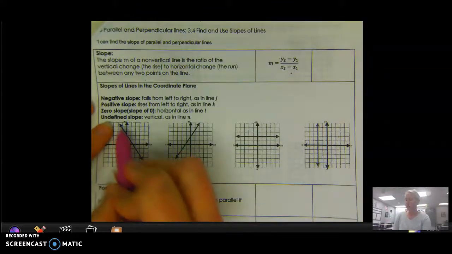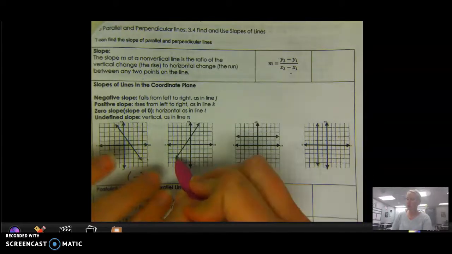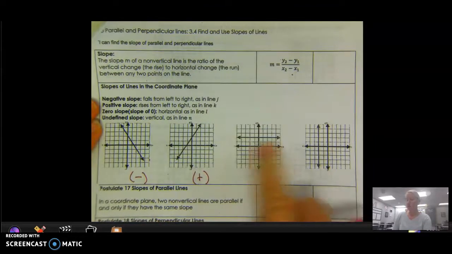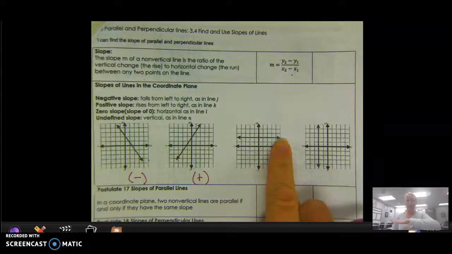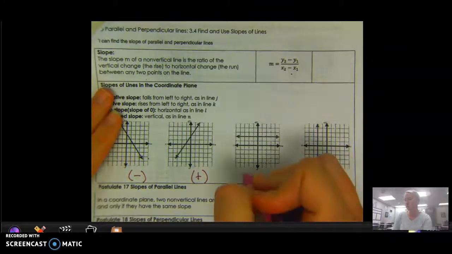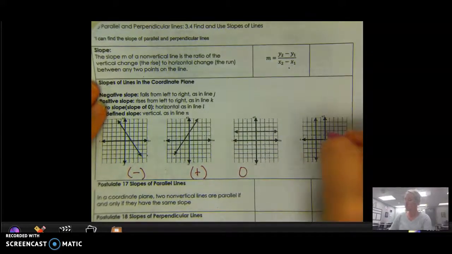So from left to right, this guy is going down, so that would have a negative slope. From left to right, this guy is going up, so that would have a positive slope. From left to right, this is just staying flat. So if I walk across the ground, there's typically no slope, so that would be 0. Okay, that is the slope of 0.